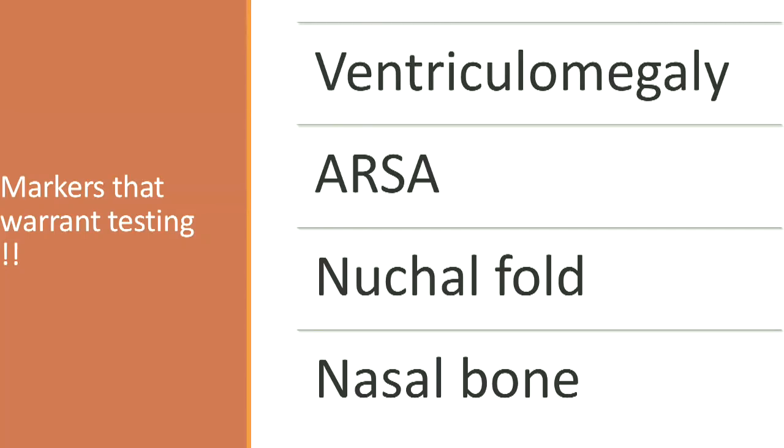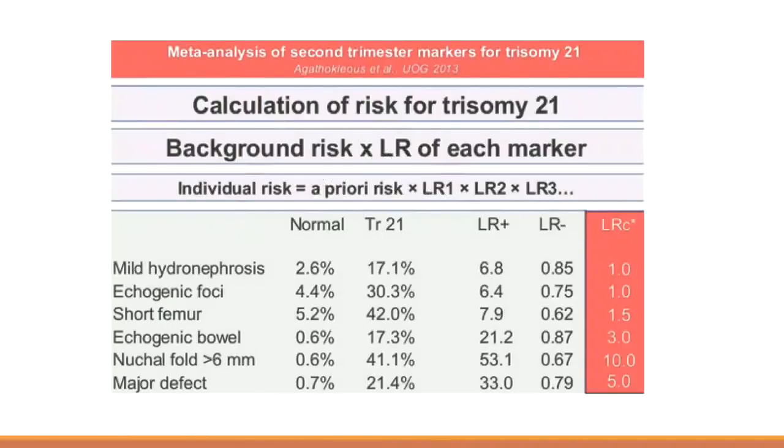Therefore the symptom event correlation is much higher in these particular markers, and therefore you may have to go in for direct testing. Now how do you do this? The same paper that I talked about gives you the positive likelihood ratio of every marker that is present and the negative likelihood ratio of every marker that is absent. So when you multiply the positive likelihood ratio of the present marker with the negative likelihood ratio of the absent marker, you would get your final risk.